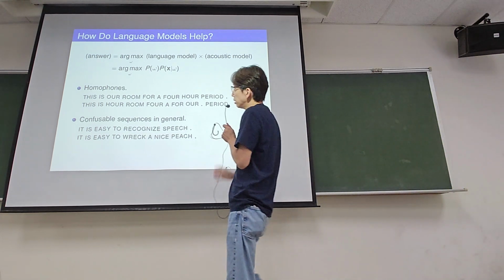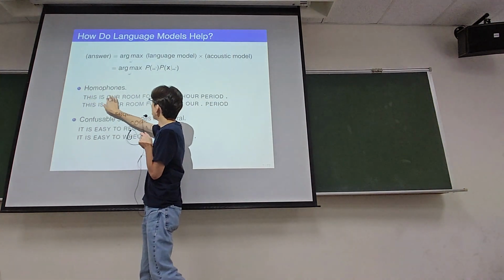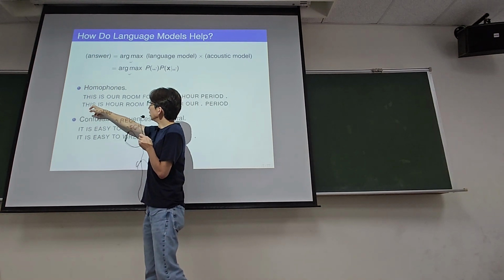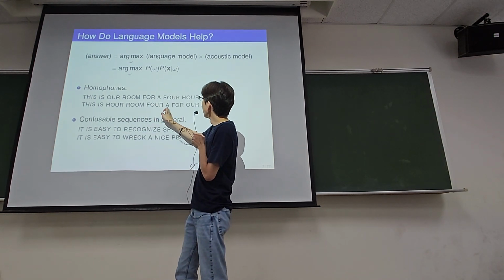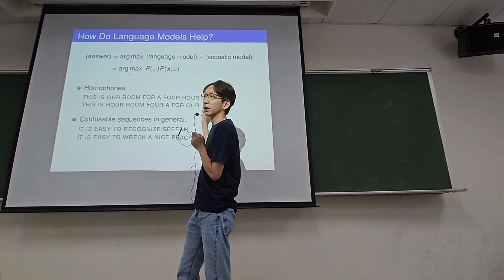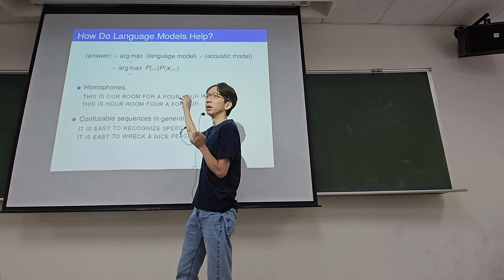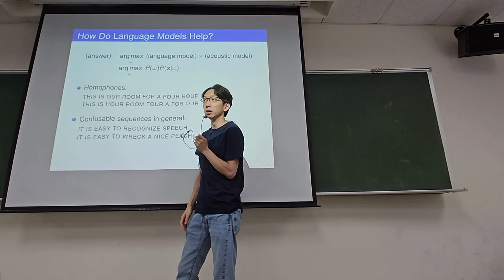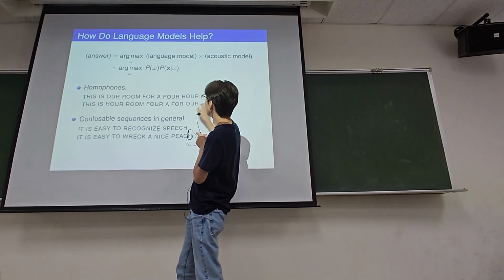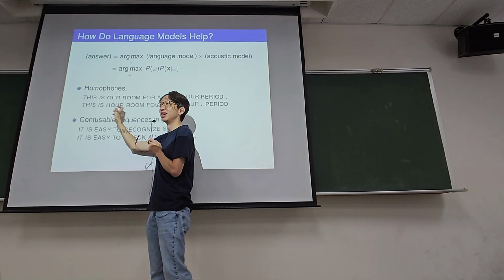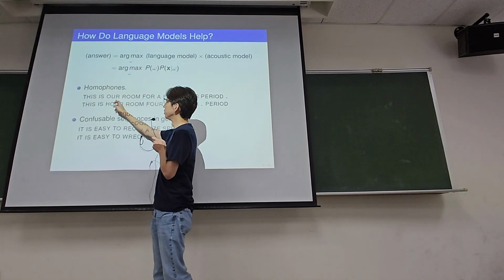So it helps in a certain way. Look at this: "this is our room for a 4-hour period" versus "this is our room for a four hour period". These two sound almost exactly the same. If you look at the acoustic model, it may give you almost exactly the same probability. But you can look at it and say this is nonsense. There's no word called "our room".